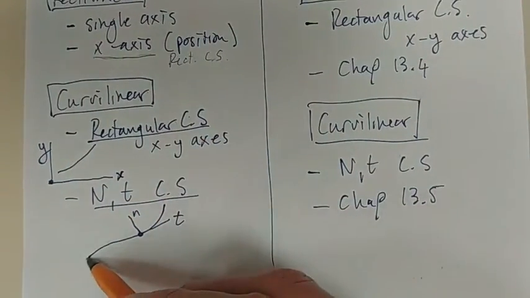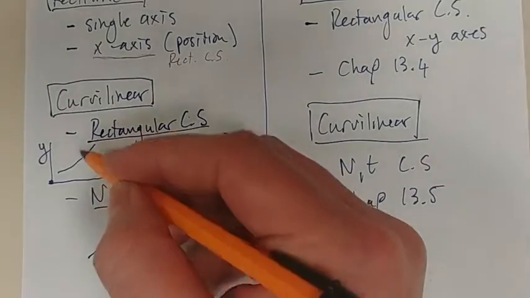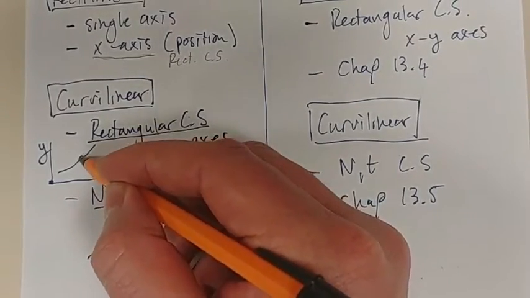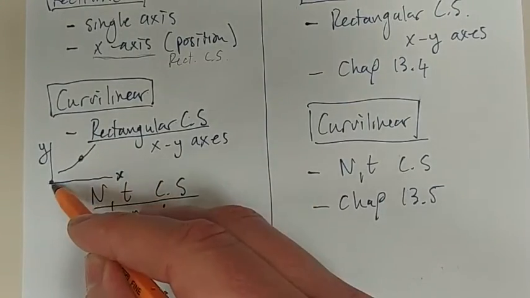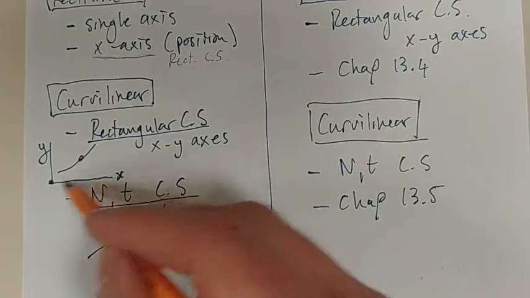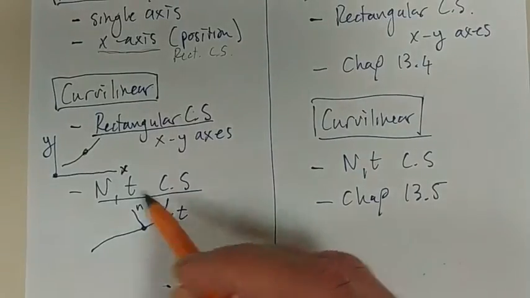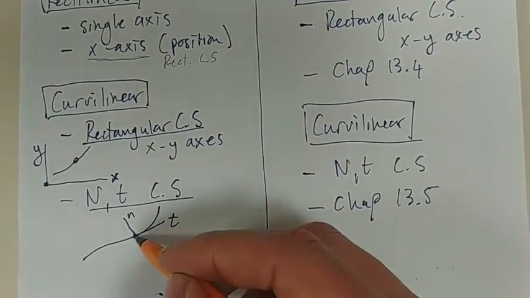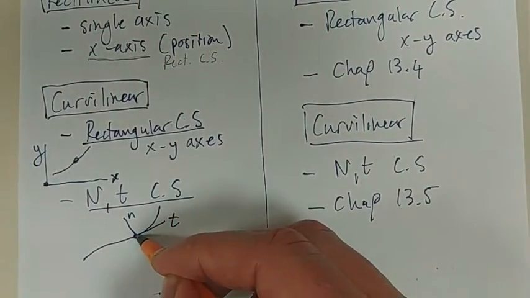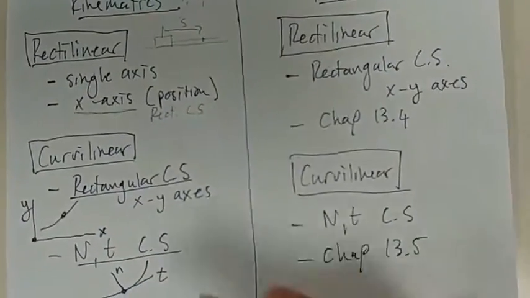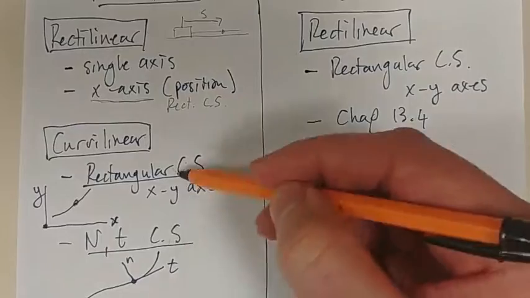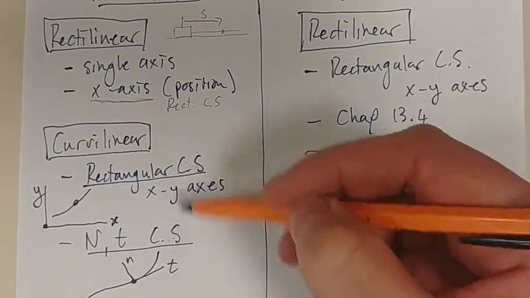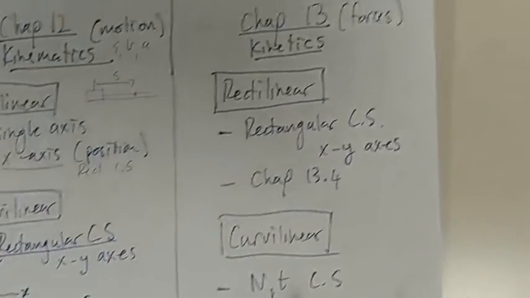The other one is if you put the coordinate system on the particle. So the particle was there, but our coordinate system was not placed on it, it was placed there at some fixed point. But with the normal and tangential coordinate system, we have the coordinate system placed on top of the particle. Okay, so the point is, for curvilinear, we could have used these two. Okay, rectangular and normal and tangential.